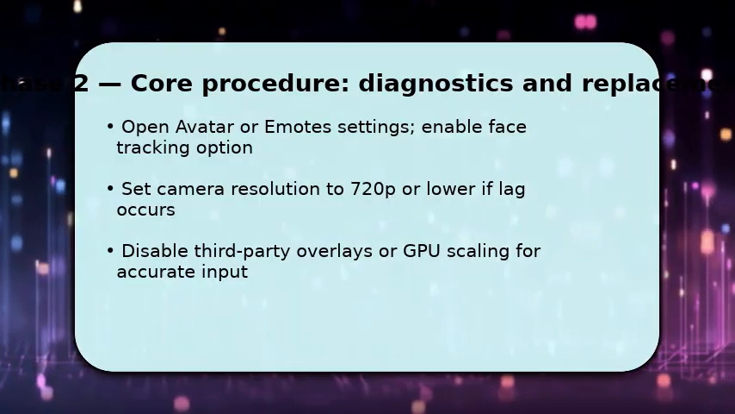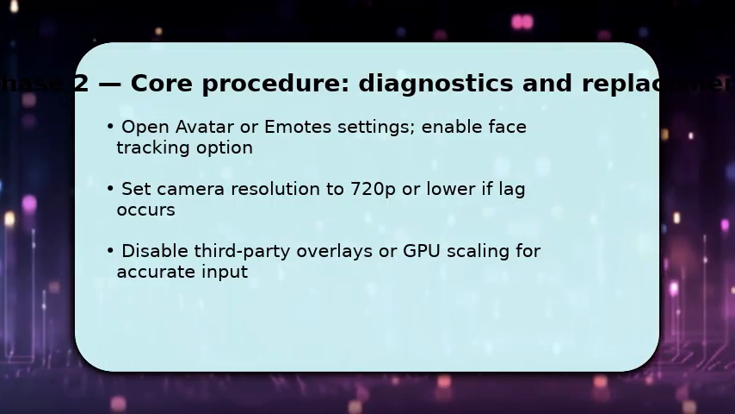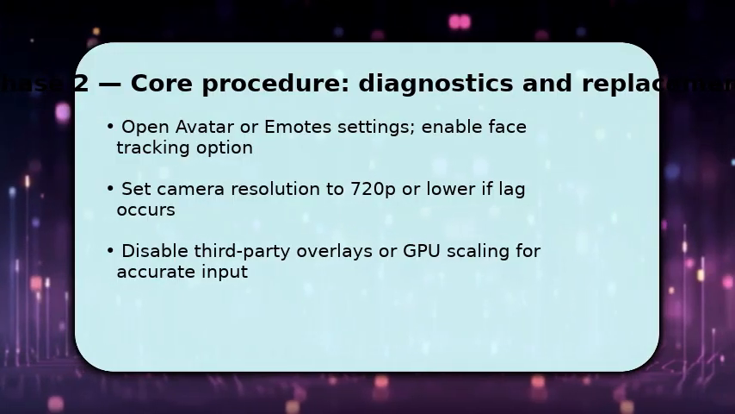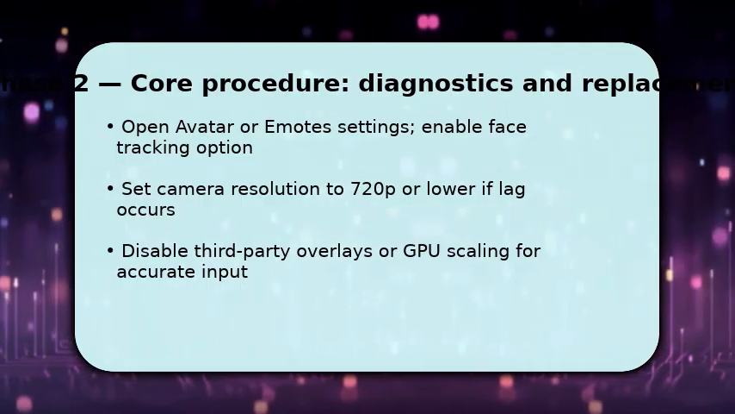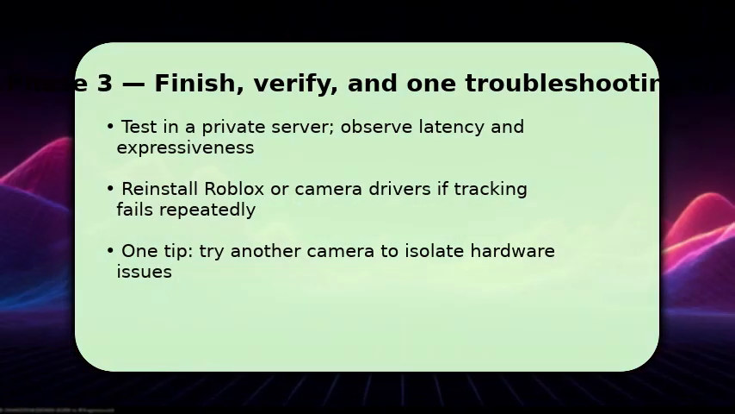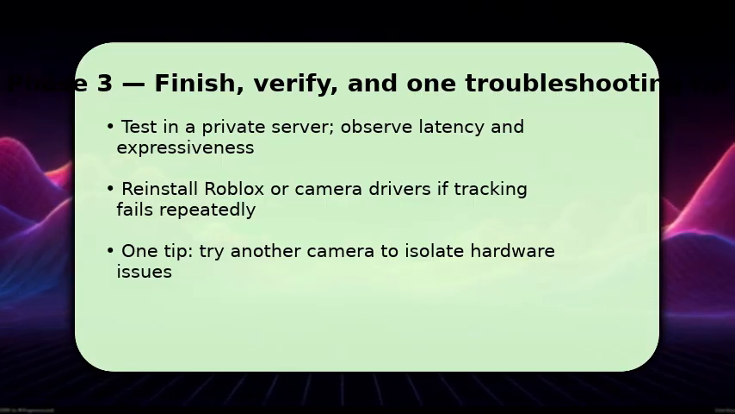Adjust Roblox graphics to a balanced preset and disable overlays or GPU scaling because those distort input timing and cause jitter. If using a virtual camera, switch to the physical device. Once configured, test a short emote to confirm the avatar mirrors your expressions. Finish by testing in a private server so you can observe latency and expressiveness without interference.